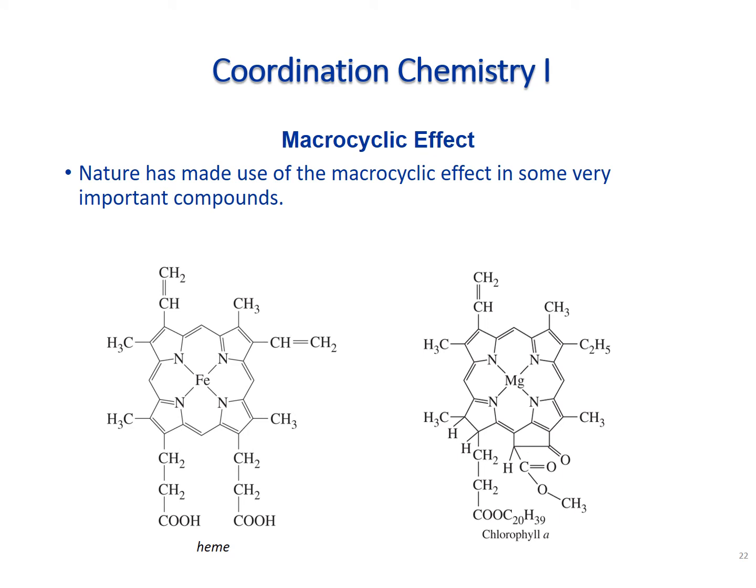Here are some examples in nature. So with chlorophyll and heme in hemoglobin, these are nitrogen-based macrocycles, and so they can form some fairly stable coordination complexes that have these macrocycles encompassing a metal.